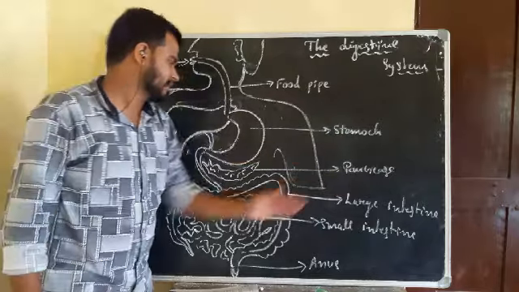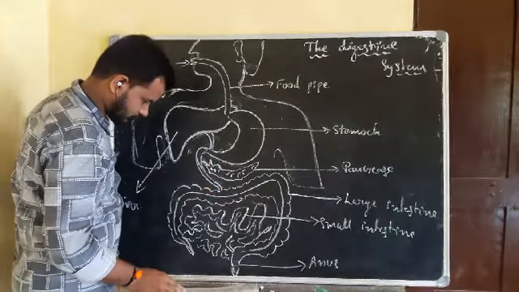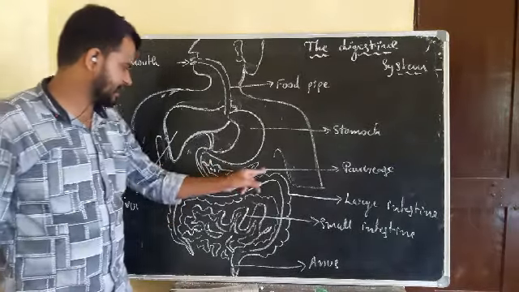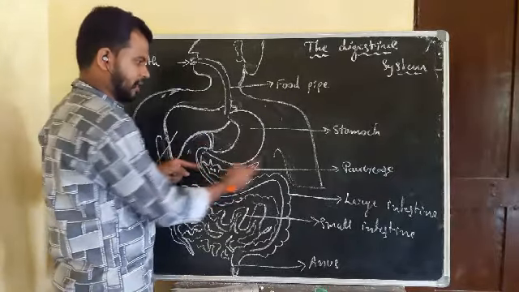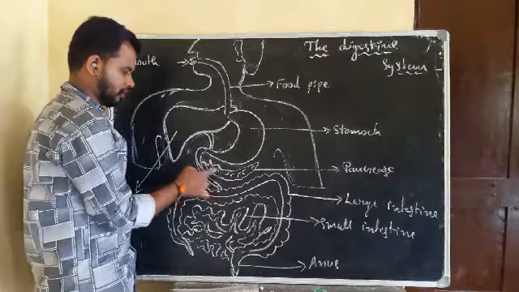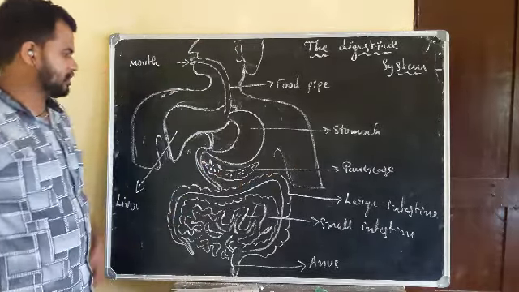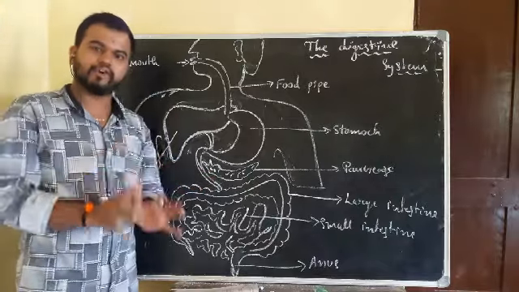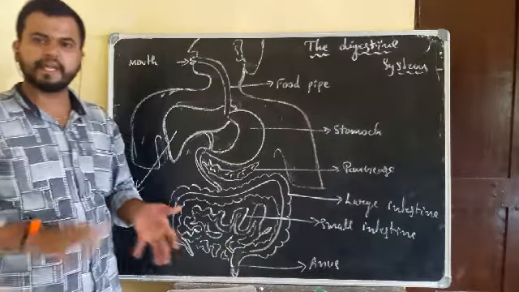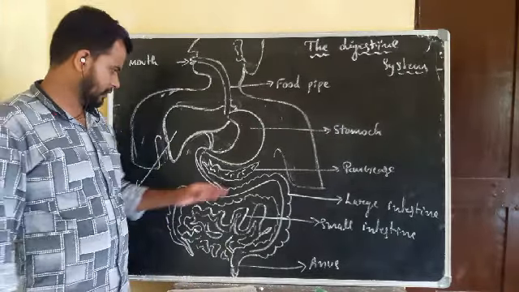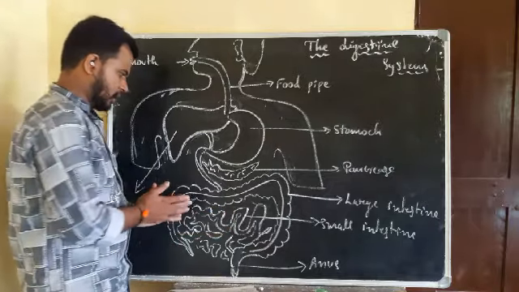Next is the pancreas. This is a flat pear-shaped structure around the stomach. This organ is called the pancreas. What is the function of the pancreas? The pancreas also releases digestive juices. This helps in breaking down the food. This is about the pancreas. Next, my dear students, the small intestine.